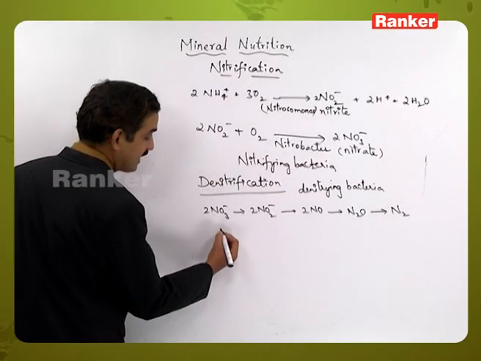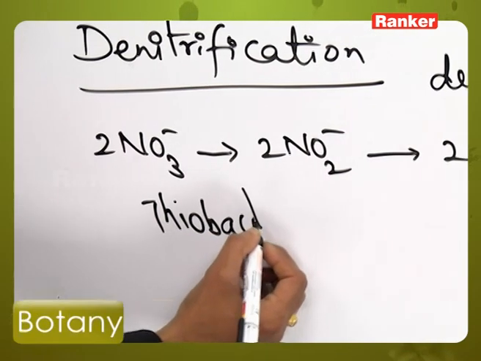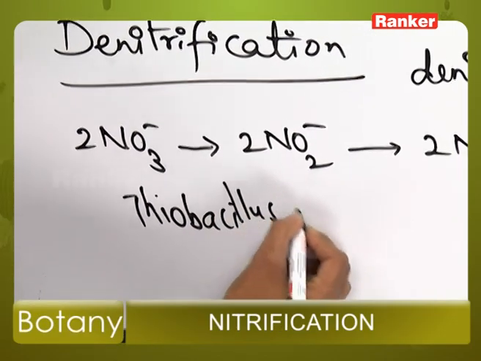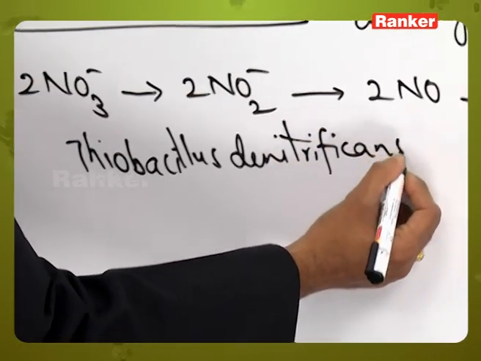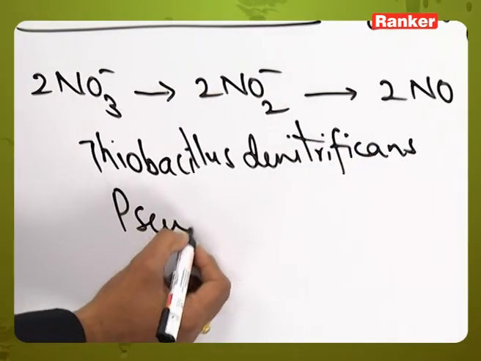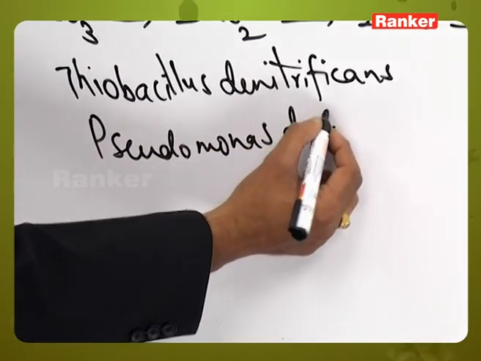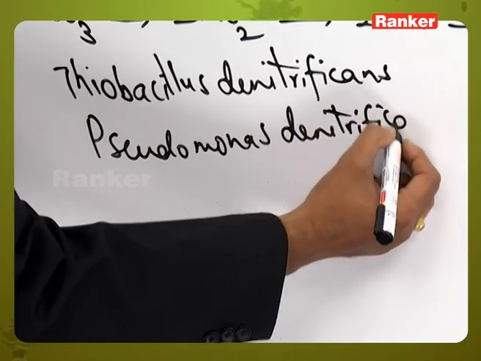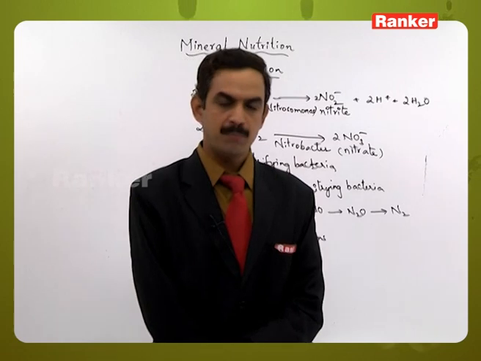So here there are some bacteria like Thiobacillus denitrificans and Pseudomonas denitrificans. These are some of the denitrifying bacteria which are concerned with the denitrification process.